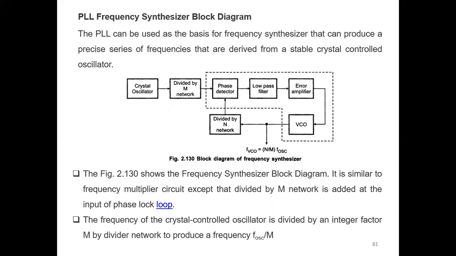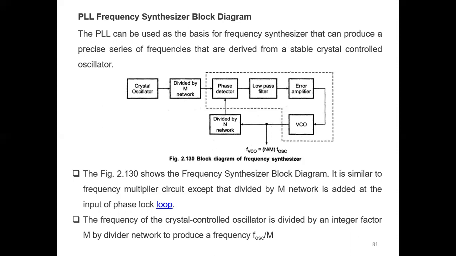The PLL can be used as the basis of a frequency synthesizer that can produce a precise series of frequencies derived from a stable crystal controlled oscillator. We know that a crystal oscillator produces a stable frequency in the output, which is divided by the M network. It is connected with the phase lock loop.